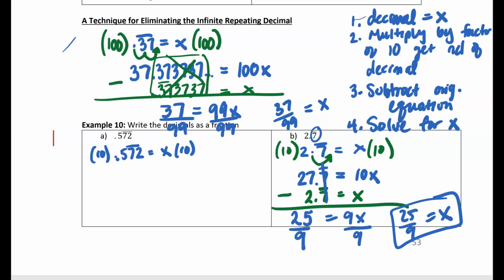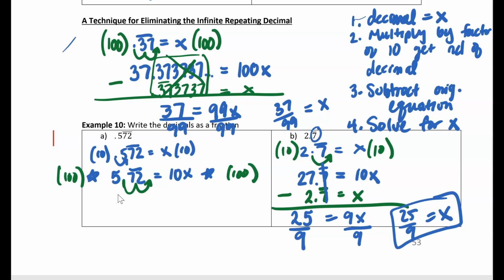So we're going to move that decimal. So it's going to be 5.72 repeating equals 10x. This is going to be kind of like our original equation, so we're going to start here. Then we're going to follow our other steps. We want to get this decimal over 2 spots, and so we're going to multiply both sides by 100.